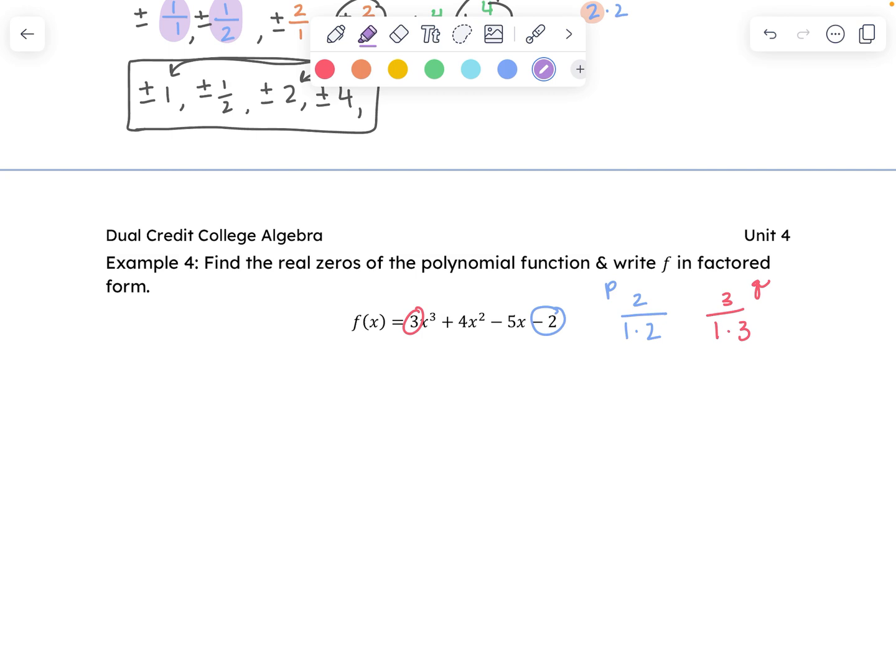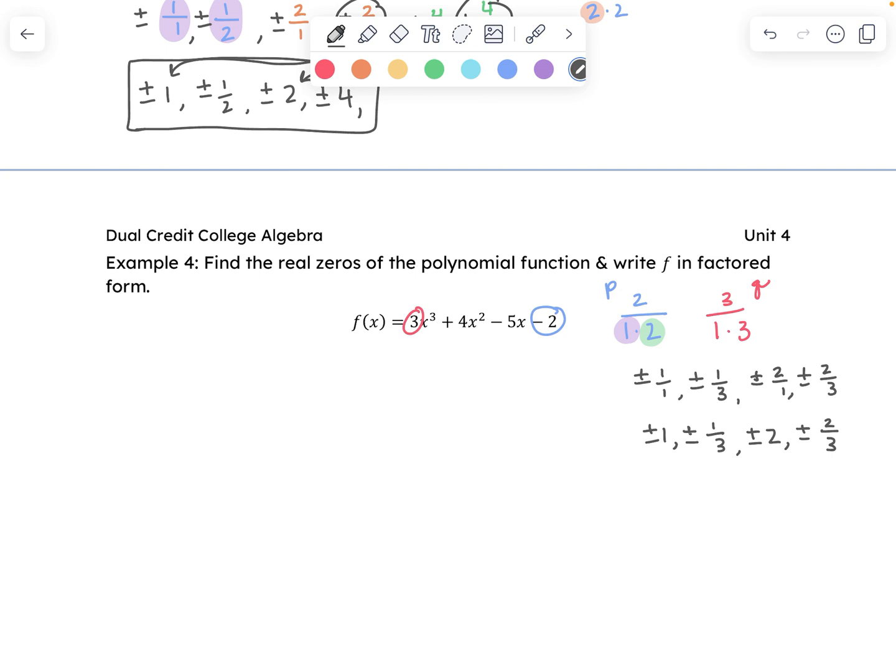So the first ones that I could do are the ones divided by those 1 and 3. So that could be plus or minus 1 over 1 or plus or minus 1 over 3. And then the next ones are the 2's over those. So plus or minus 2 over 1 or plus or minus 2 over 3. So I have plus or minus 1, plus or minus 1/3, plus or minus 2, plus or minus 2/3. So now I just need to pick numbers and see if they work.